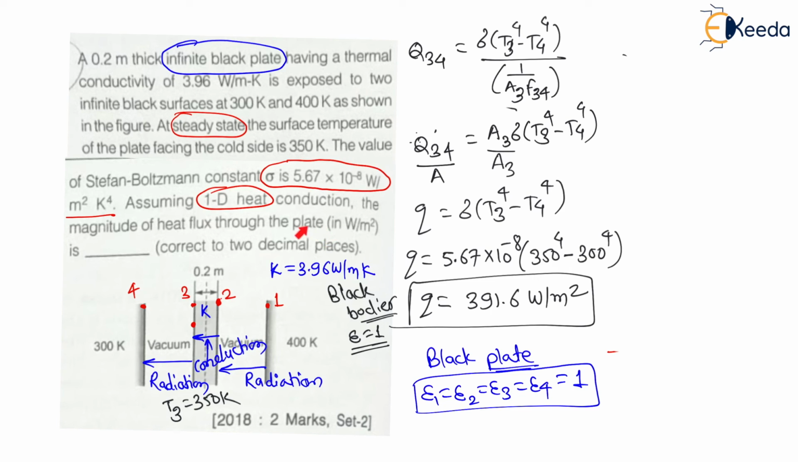So my dear students, here they are asking the heat flux through the plate in watt per meter square. Therefore we have calculated in watt per meter square only, so this numerical value we have to type here in the fill in the blanks. Therefore your answer is 391.6.